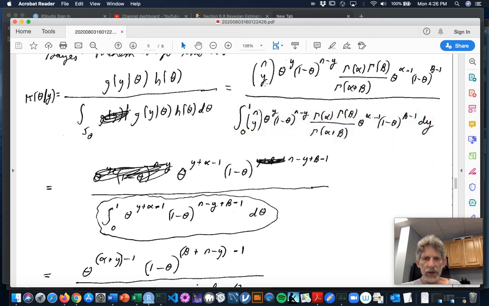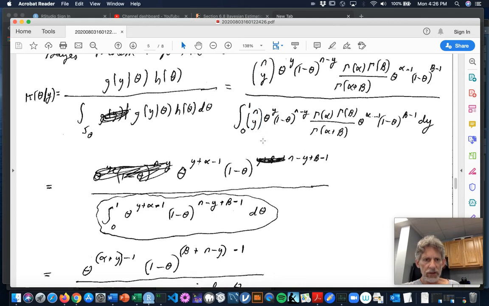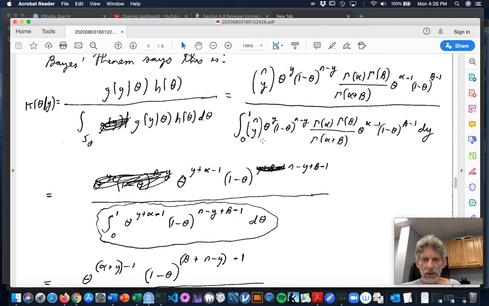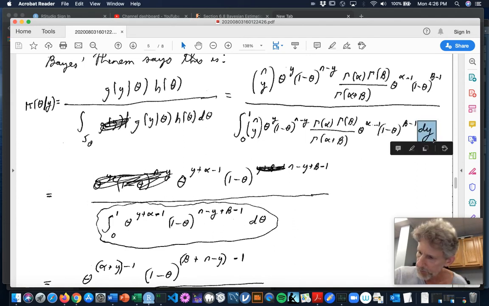But I noticed there's a constant that could factor out and cancel with this thing on the top. Oh, no, that should say d theta right there. That is a typo that I want to fix right away. That should be a d theta right there.